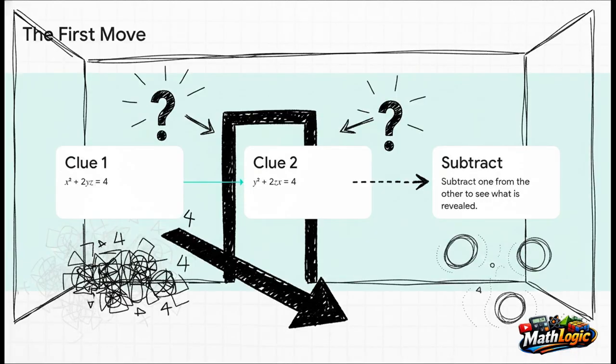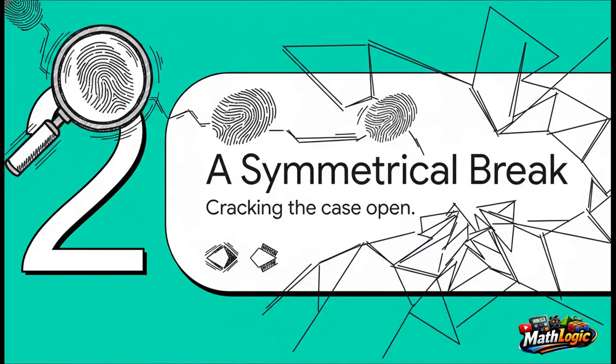So our first move is an interrogation. We're going to take these two clues, put them head to head, and see what they confess. By subtracting one from the other, we get to do something really neat. Those 4s on the right side just vanish. It's the perfect way to cut through the noise and find a hidden relationship. And just like that, one single elegant move, and we get our first major break in the case. This is that moment in the movie where the detective finds the crucial fingerprint that changes everything.